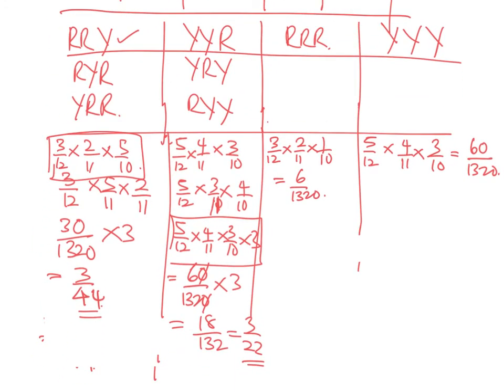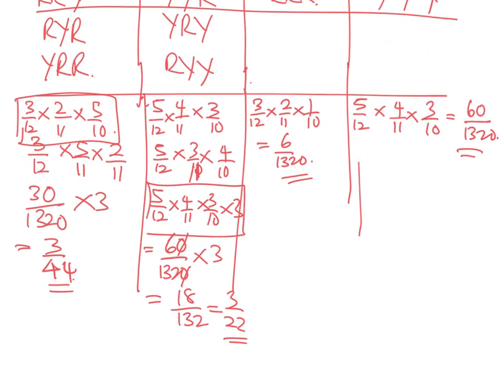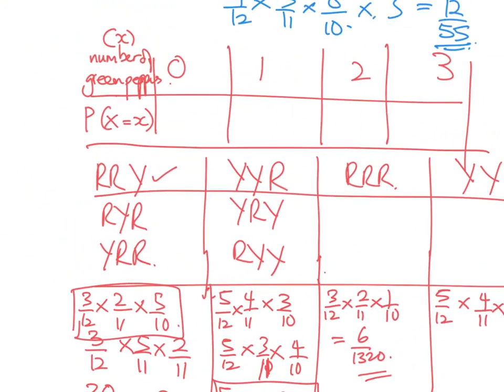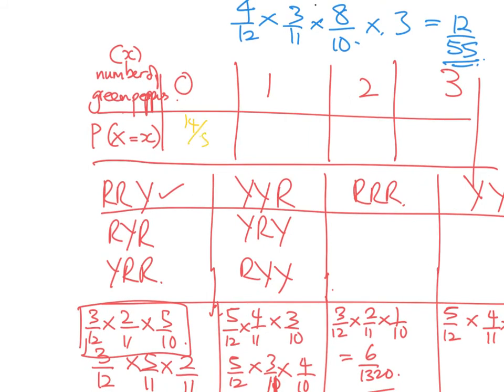Now let's add all of them, all the probabilities. Three over 44 plus three over 22 plus six over 1320 plus 60 over 1320, and the answer is 14 over 55, and that's for no green pepper at all. Okay, 14 over 55. Next, one green pepper and the rest are no green peppers.